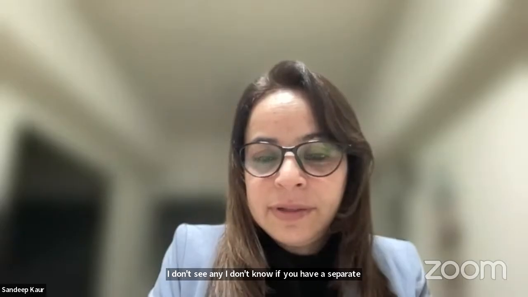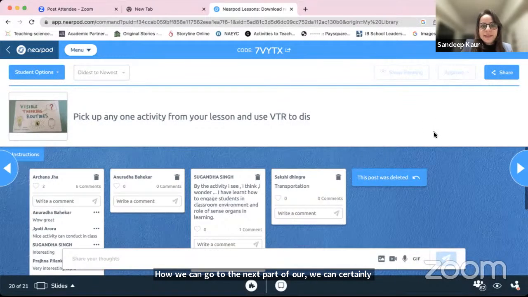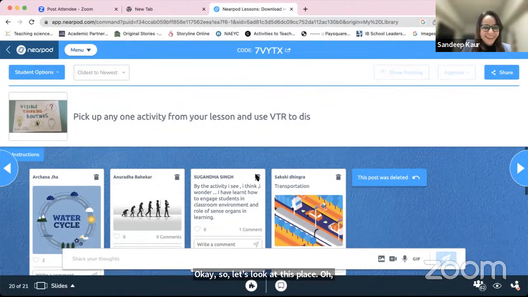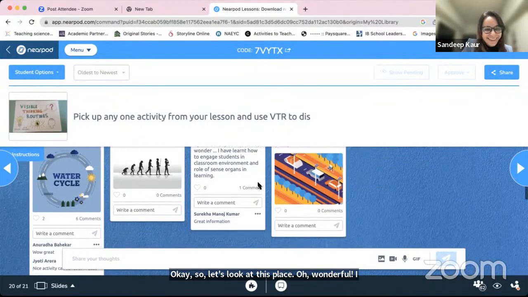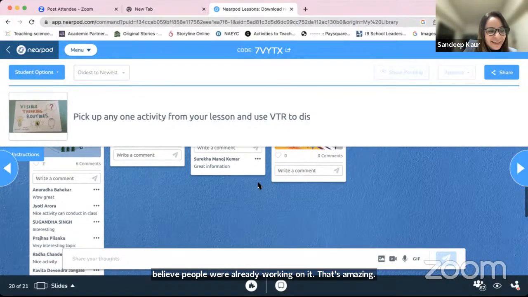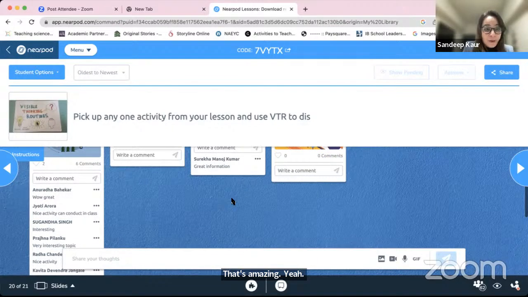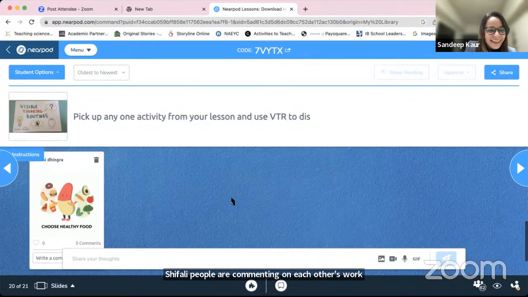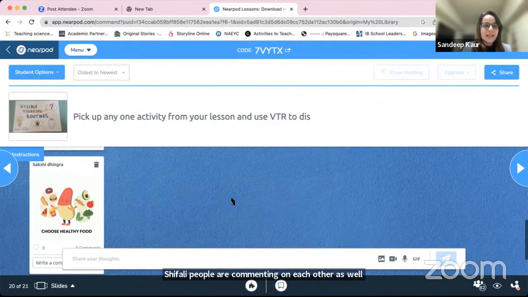Okay, so let's look at this place. Oh, wonderful! I believe people were already working on it. That's amazing. I love the collaboration that's taking place here, Shifali. People are commenting on each other's work. Yes. I think by the end of the session, we've got the groove. And I think we can share this with you. So this is your place to go refer to.